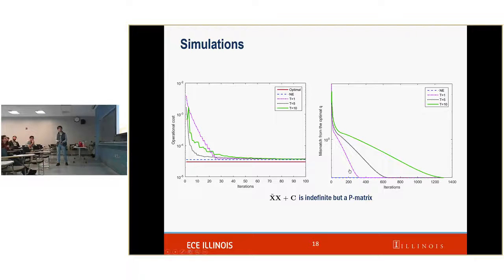The slope is different because we have different bounds for the delay. We are using the asynchronous update, meaning that the players are not updated at the same time. Some are faster and some are slower. We assume that each player has to update at least every big T iterations. So if T is large, it takes a longer time to update again, so it will converge slower. That's why this curve looks like this. It's just the property of this gradient algorithm.